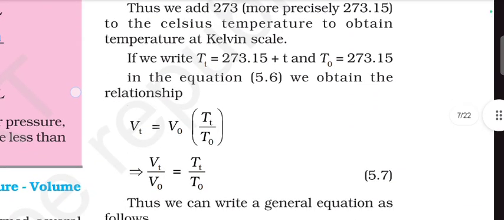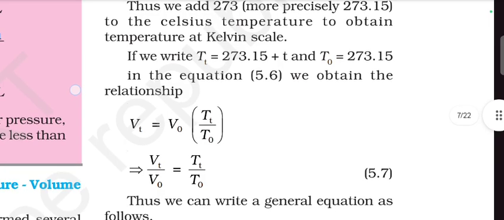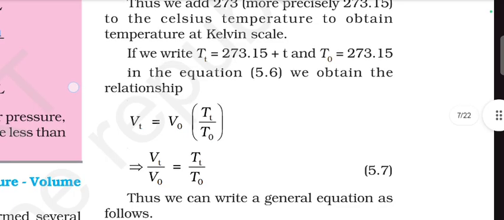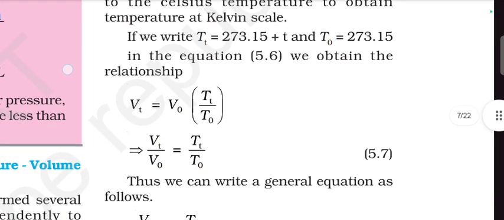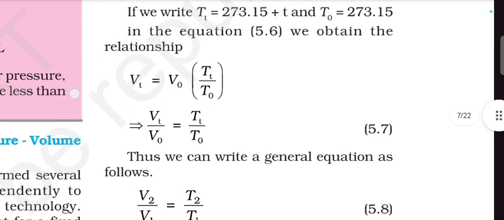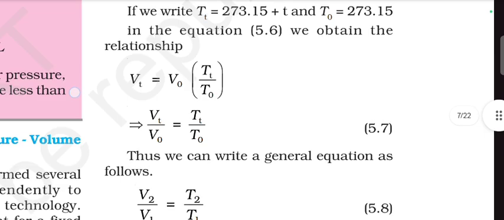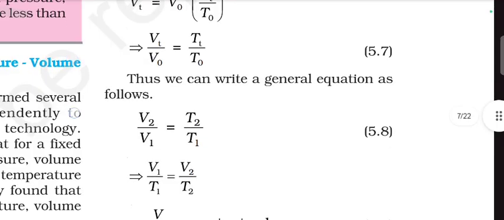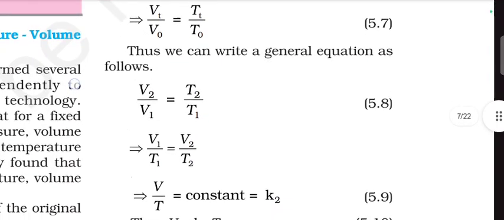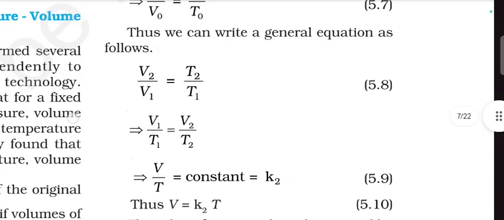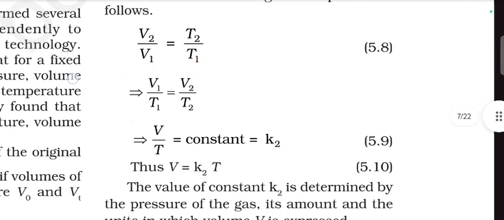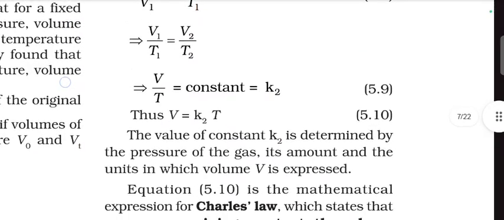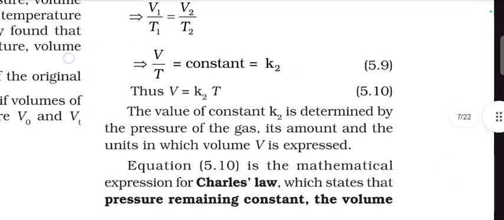If we write Tt = 273.15 + t and T0 = 273.15 in equation 5.6, we obtain the relationship Vt = V0 × Tt/T0, so Vt/V0 = Tt/T0. Thus, we can write a general equation as follows: V2/V1 = T2/T1, which gives V1/T1 = V2/T2, which gives V/T = constant = k2. Thus, V = k2 × T.